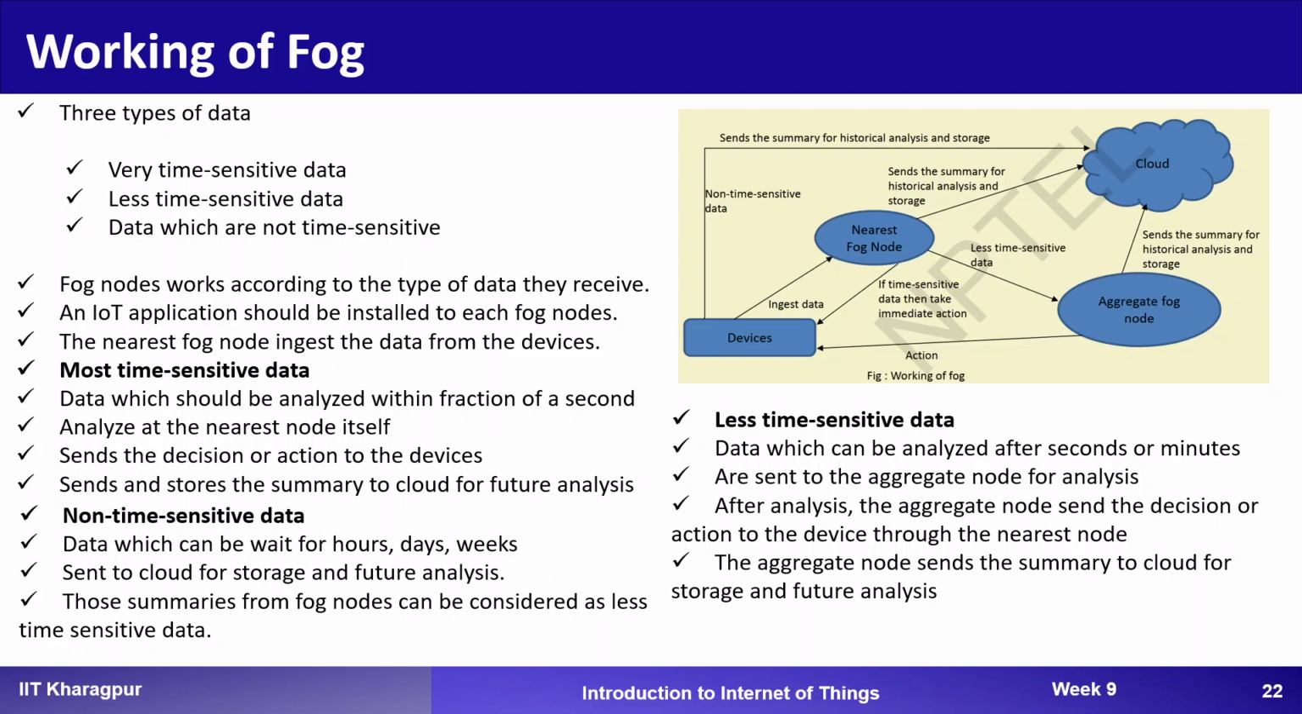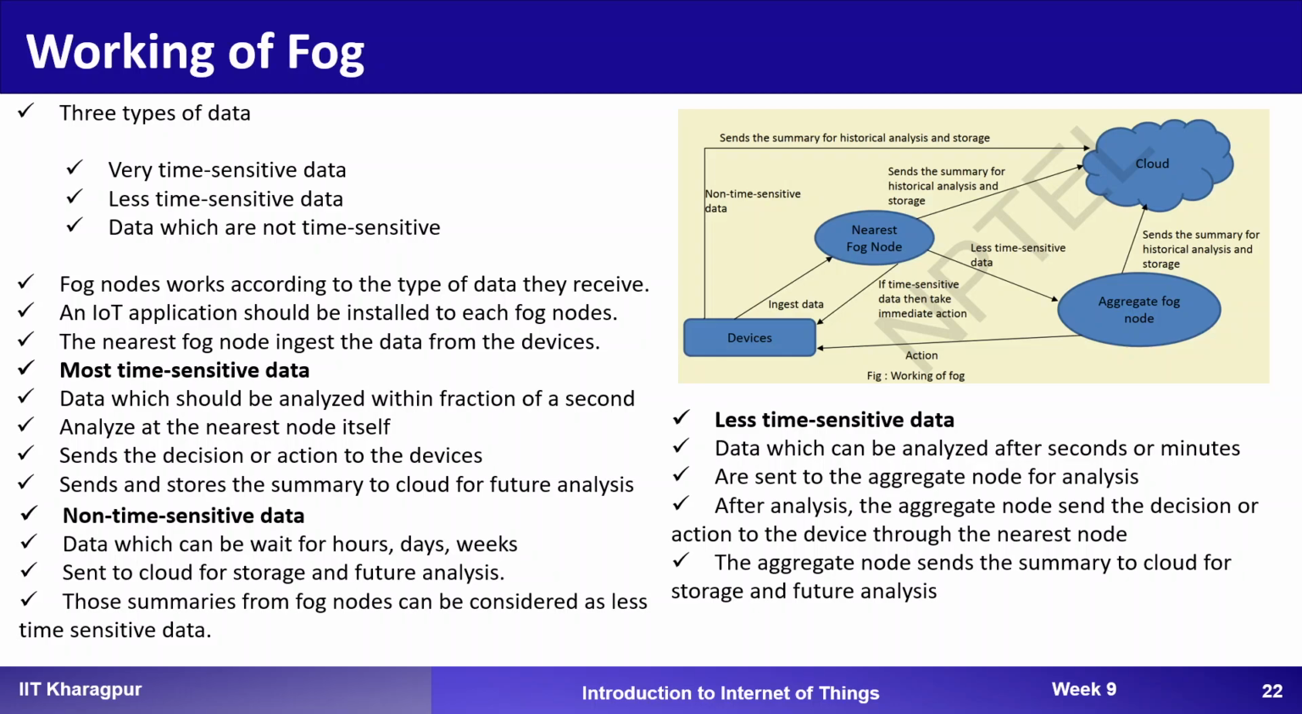However, the data which is less time sensitive as compared to very time sensitive, that is the data which can be analyzed within a few seconds or minutes, is not analyzed at the fog nodes. However, it is sent to the aggregated fog node which analyzes the same data and further sends back the response to the end users. And the third type of data, which is not time sensitive at all, is sent to the cloud for analysis, and the cloud can perform processing on the data and further send the response back to the end users.